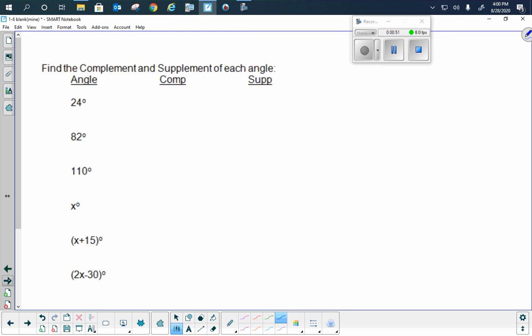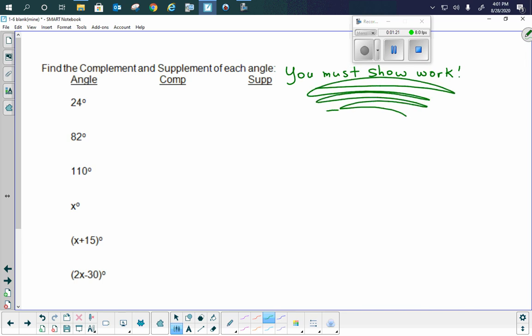Now, what's important in this class is showing work. You've got to show work for every single problem, no matter how simple it is, because remember, I'm preparing you to be ready for the harder problems. So let's go ahead and write up here that you must show work, so that there is no doubt in your mind. Make sure you're showing that work. All right, here we go then.